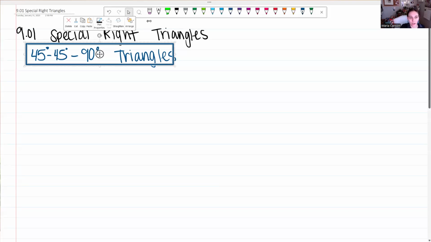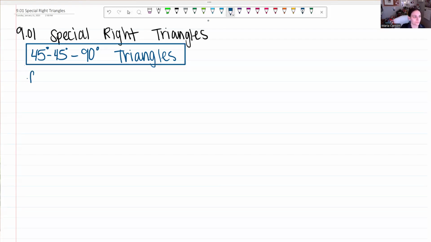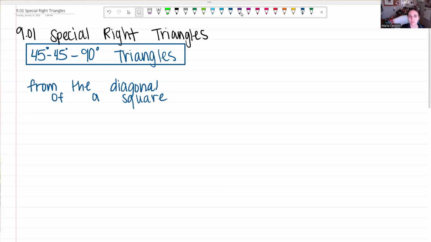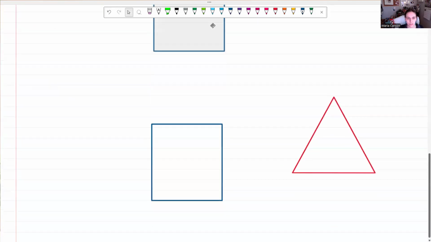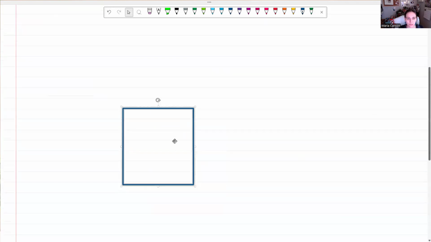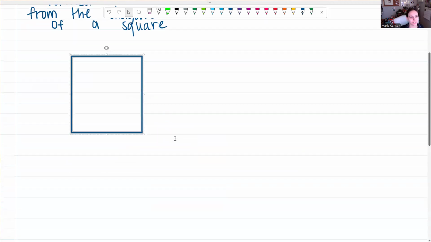And really, this comes from the diagonal of a square. I'm actually going to say it's formed from the diagonal of a square, just to be the most specific. From the diagonal of a square. And I actually pre-drew a square because this is my second take on the video, and I had some troubles with this part, so I preloaded it.